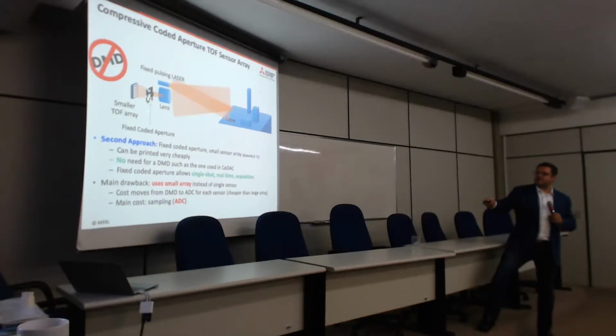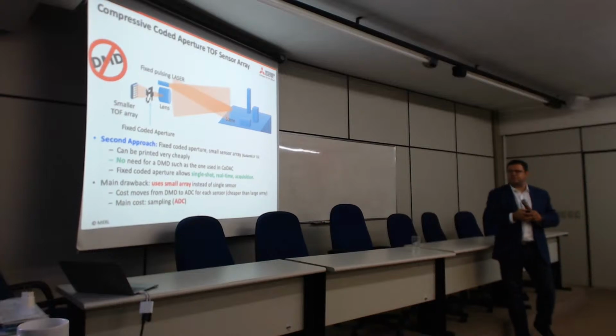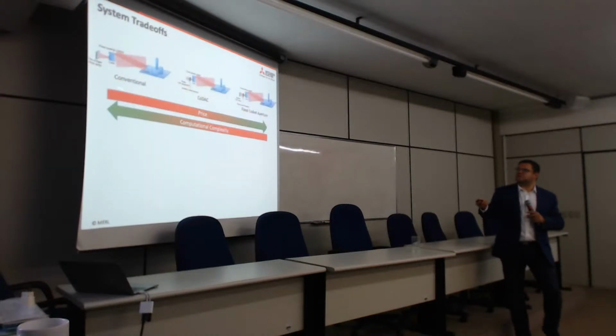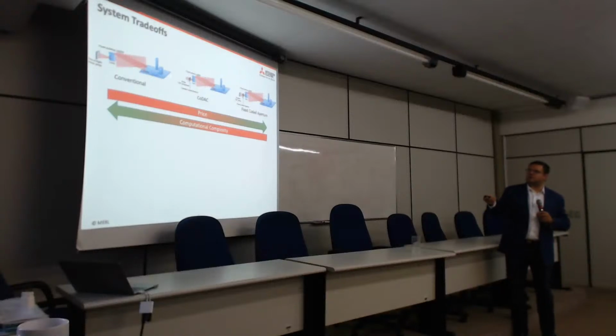The drawback is instead of a single sensor, now you need a small array. So the cost moves from the DMD to the analog to digital converter for each sensor, and the cost is sampling again. It's cheaper than a large array, but not as cheap as we would like. Okay, so these are kind of the trade-offs. This is what we would call the conventional. Very, very high price, very low complexity, because as soon as you get your image, you have it.